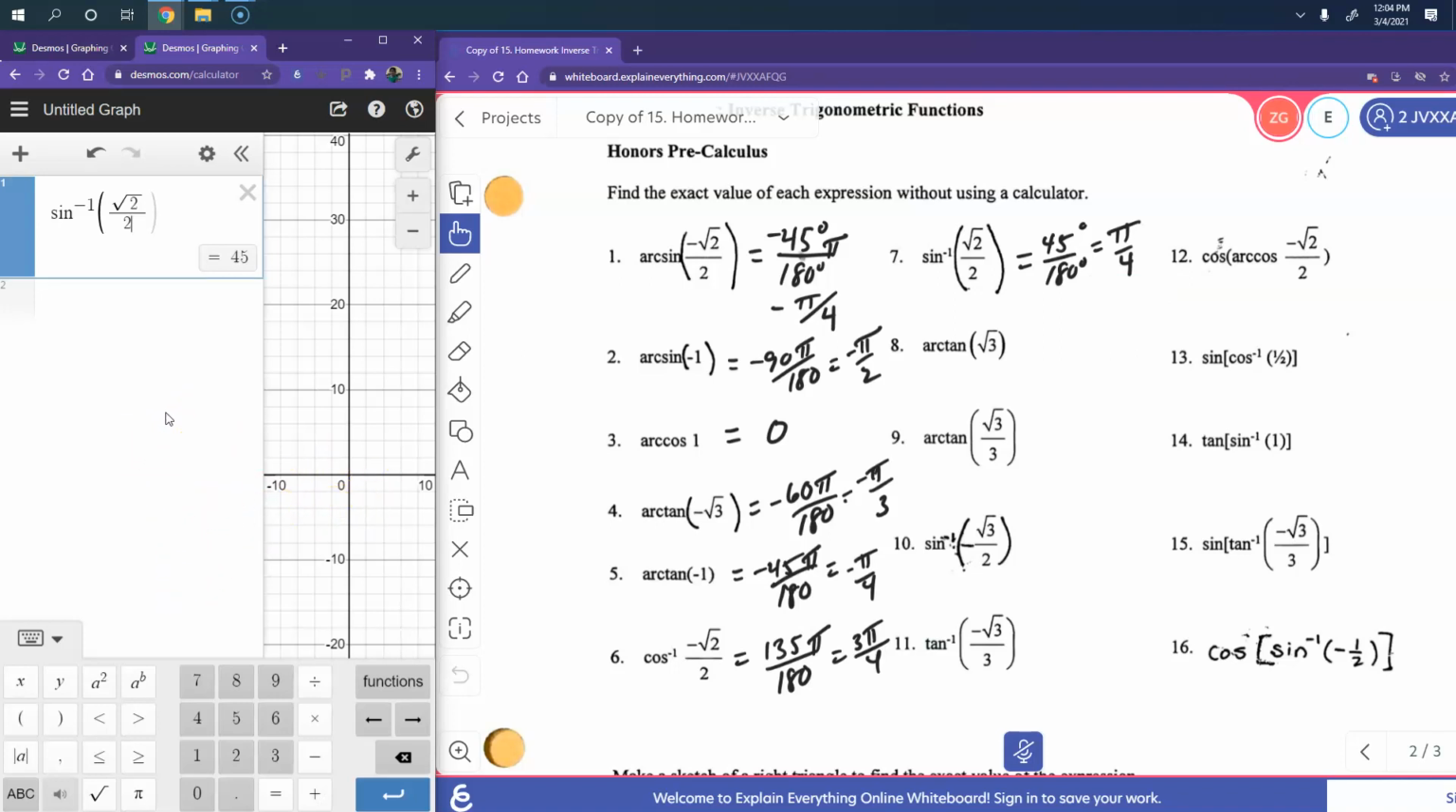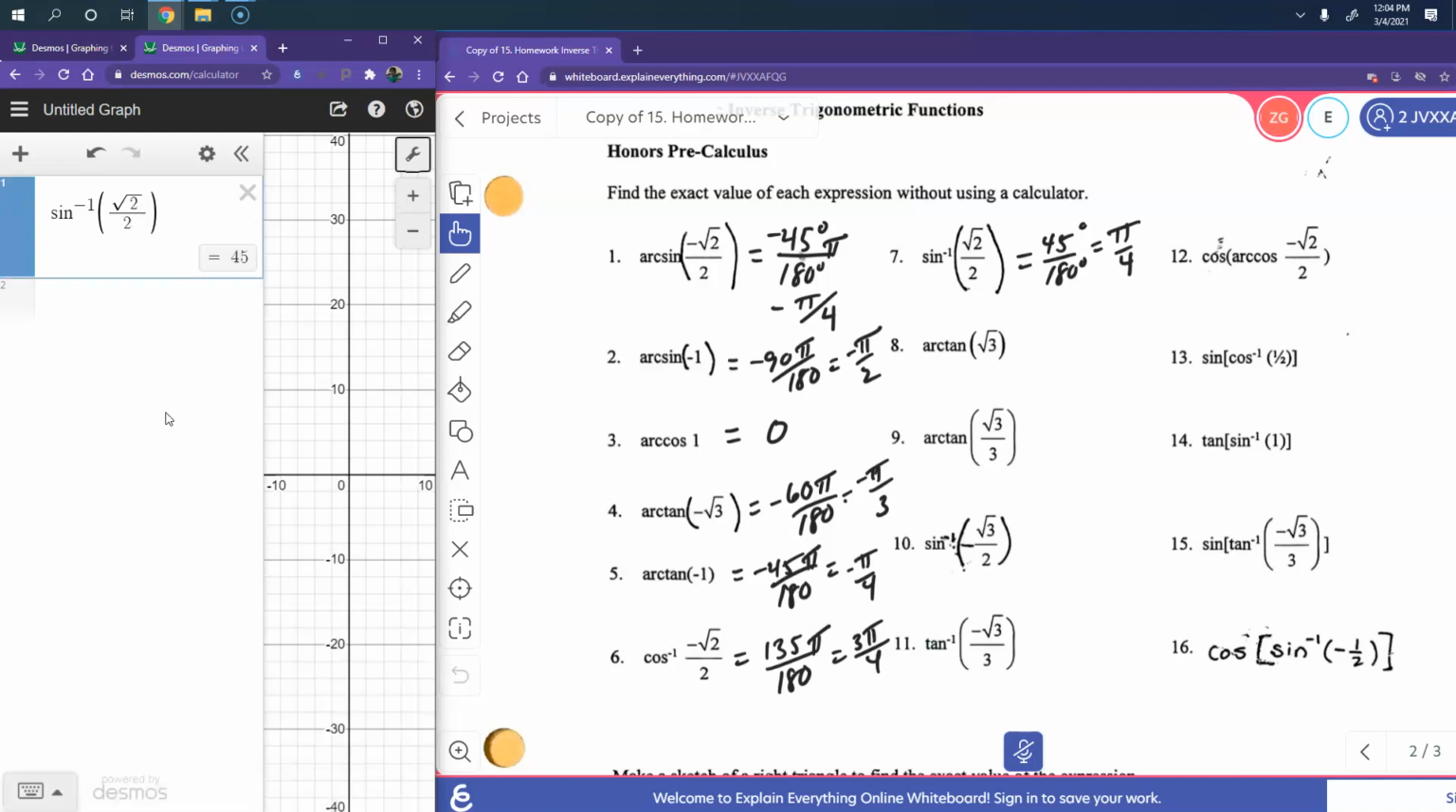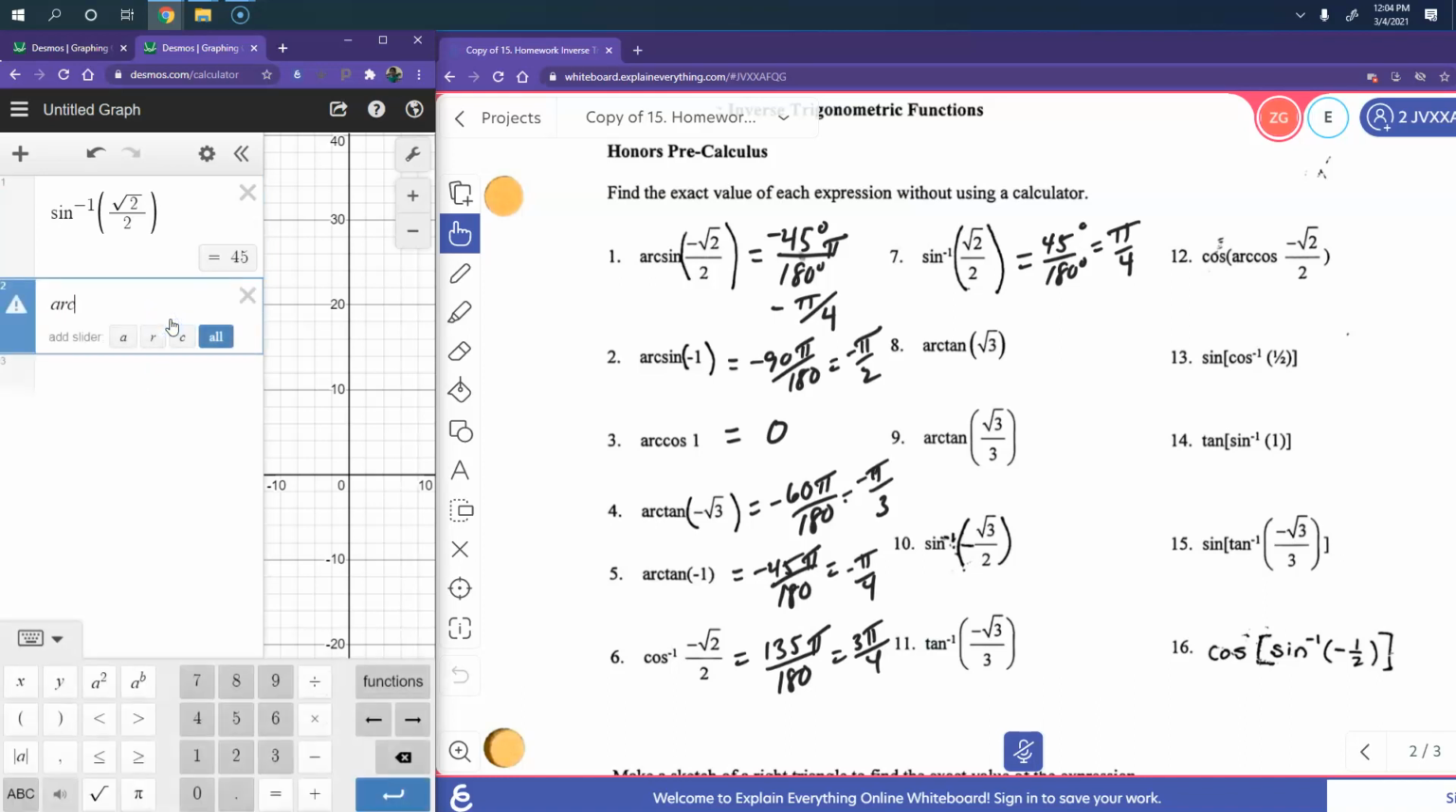For number 8, we have the arctangent. So you have arctangent, and it's square root of 3, which gives you 60. 60 pi over 180, which gives you pi over 3.